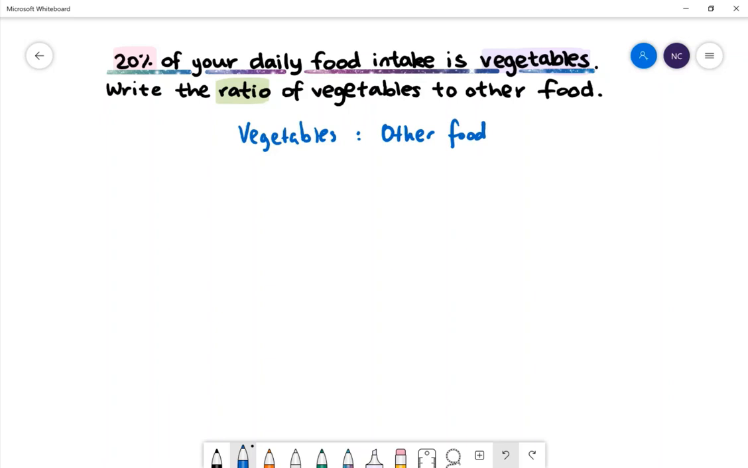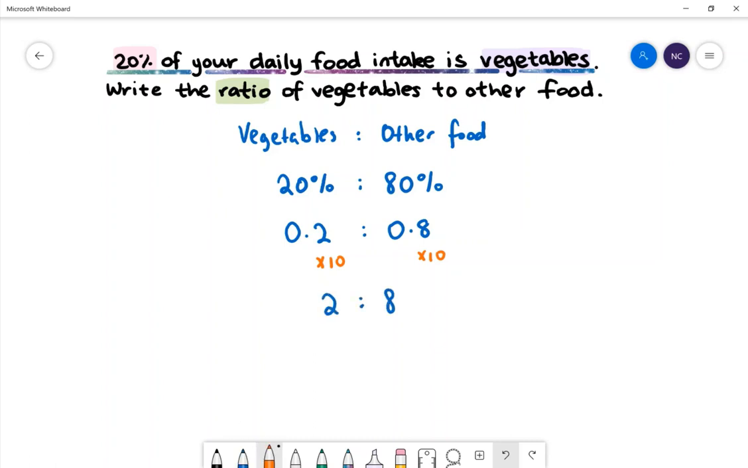The percentage of vegetables is 20. The percentage of other food can be found by 100% subtract 20%. This gives us 80%. Let's change these percentages into decimals. We will then get 0.2 to 0.8. To move the decimal position to the right, we can multiply both sides by 10. We will then get 2 to 8.